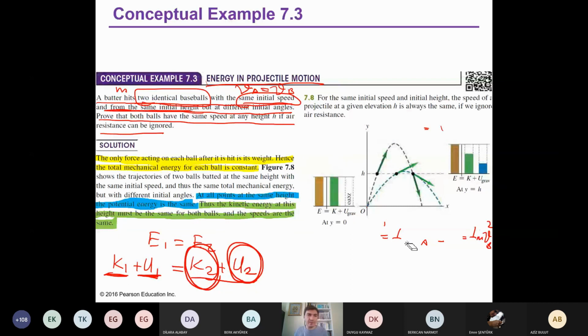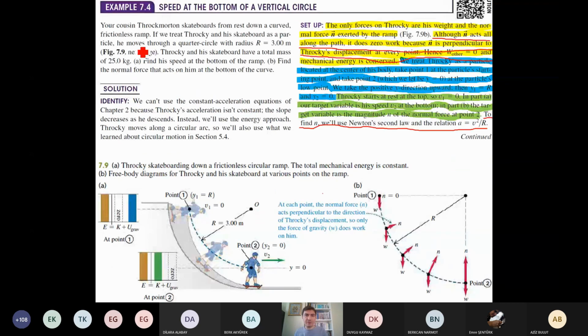Then let me continue. Example from the book, speed at the bottom of a vertical circle. Here we have a vertical circle. Your cousin Throckmorton skateboards from rest down a curved, frictionless ramp. There is no friction on the surface of this ramp. If we treat Trocky and his skateboard as a particle, he moves through a quarter circle with radius r of 3 meters. This is the radius of the circle which is given. Find his speed at the bottom of the ramp. Find the normal force that acts on him at the bottom of the surface.